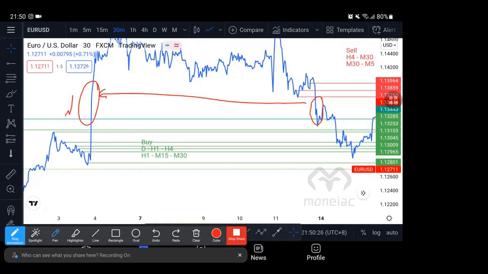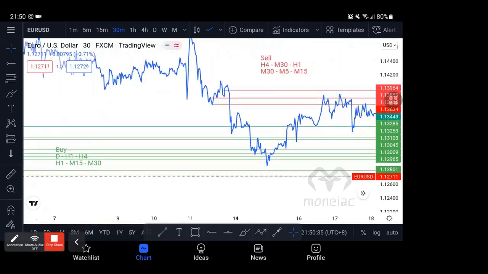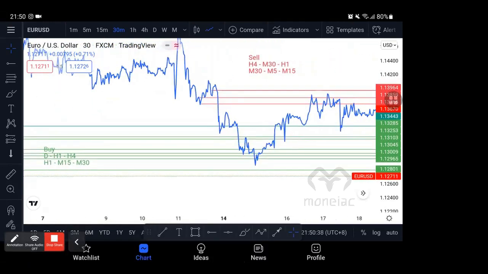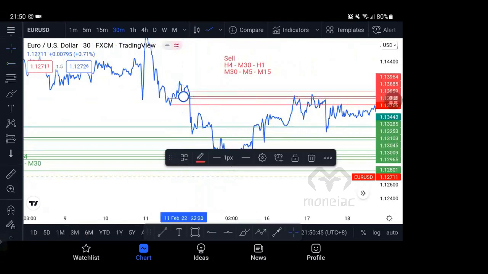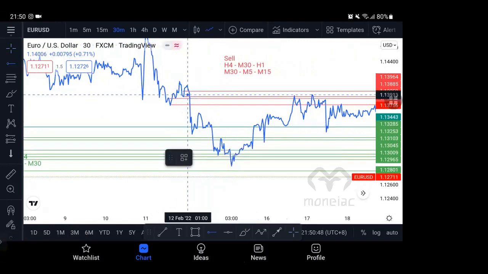So untuk part yang sell ni pula, kita dah ada H4 punya key level untuk sell. So kita drop ke M30 dan kita carilah key level yang available. So I missed something over here, so I'm gonna add up. We can mark this any available, no worries. So over here too.